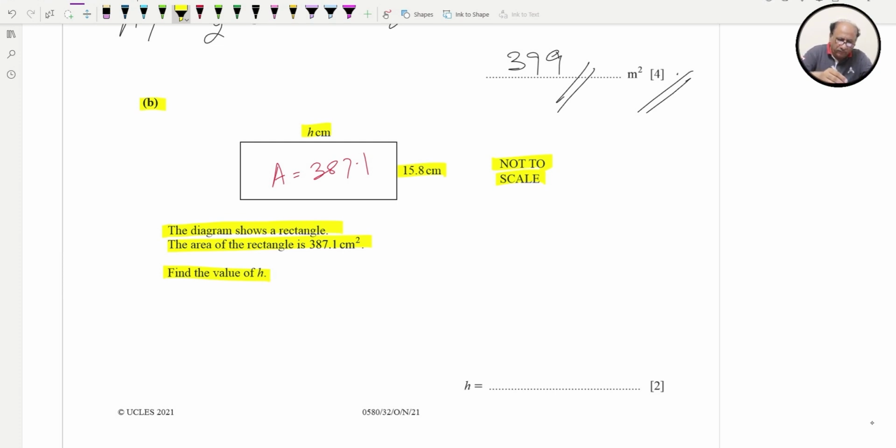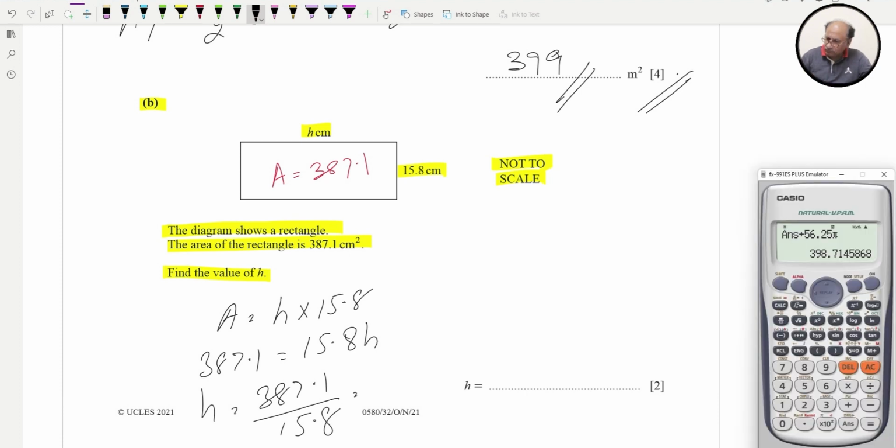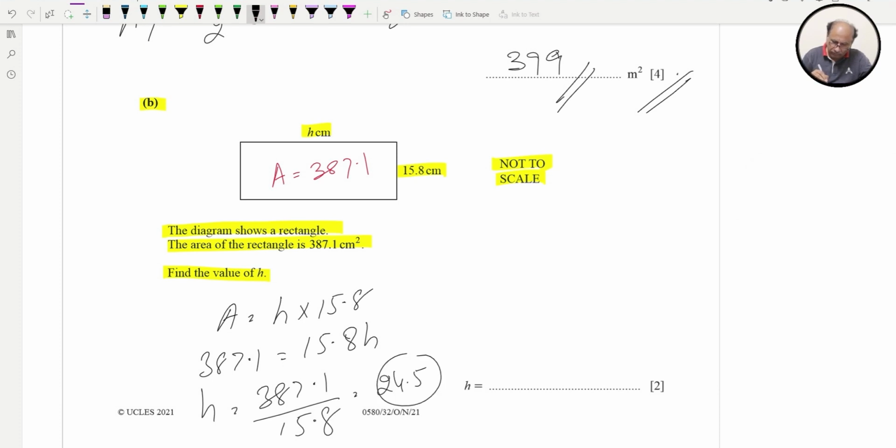We know the area of this rectangle is what? Area of rectangle is equal to h times 15.8, and the area is given, which is 387.1, so 387.1 is equal to 15.8 h. So this implies h will be equal to 387.1 divided by 15.8, and this is equal to 24.5. So 24.5 is in centimeters, 24.5 centimeters. This is a 2 mark question actually.